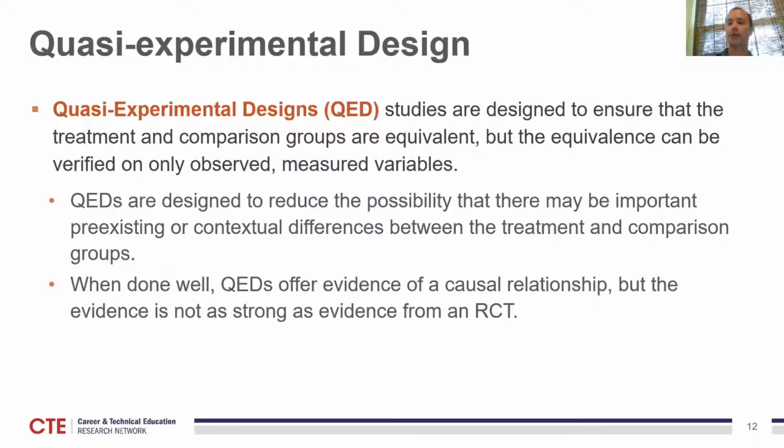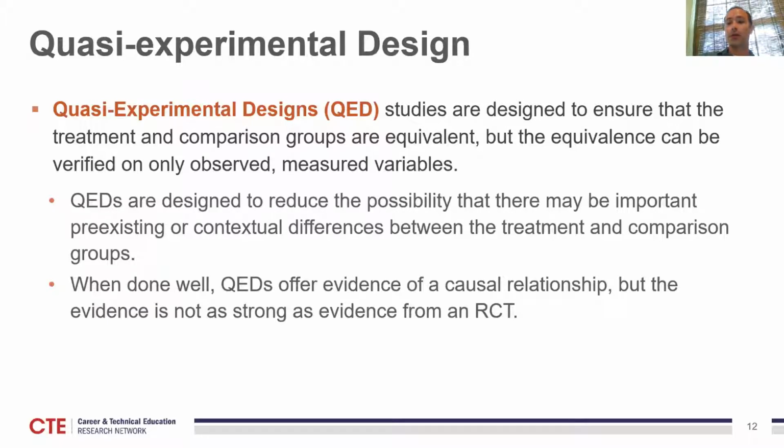If there is a systematic difference in important unobserved characteristics, where importance means a characteristic that might be related to the outcomes regardless of treatment, then a difference seen in the outcomes between treated and comparison groups could be caused by the difference in that unobserved variable rather than the treatment they're trying to study.